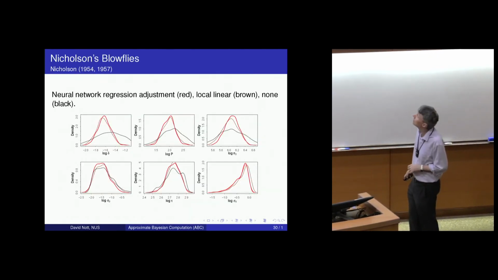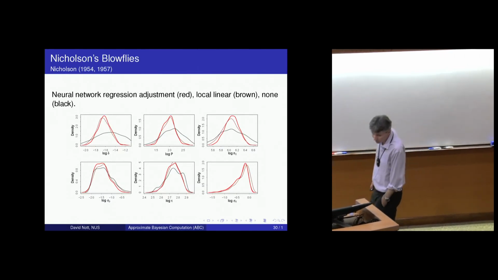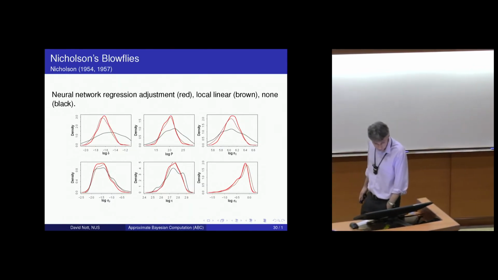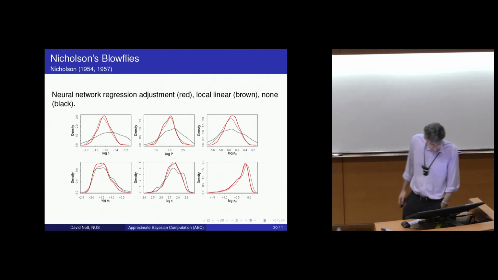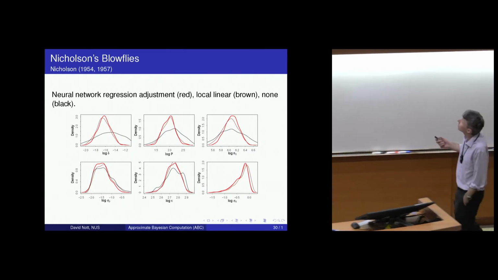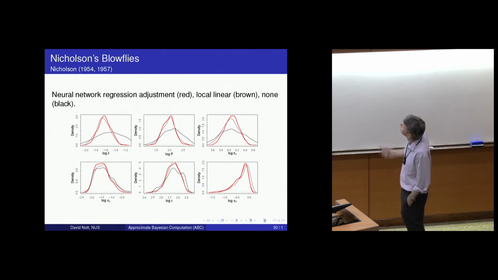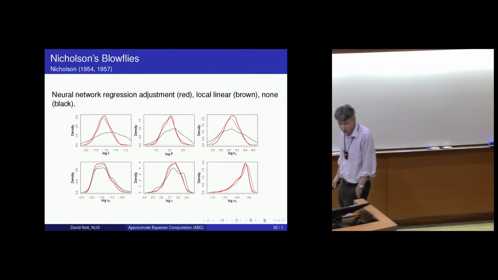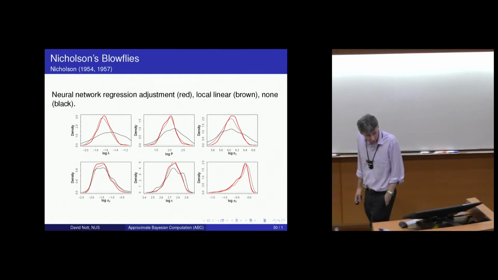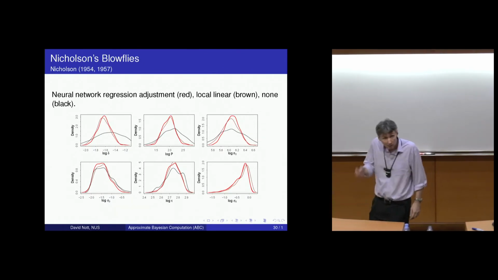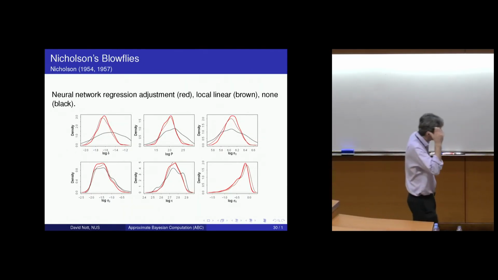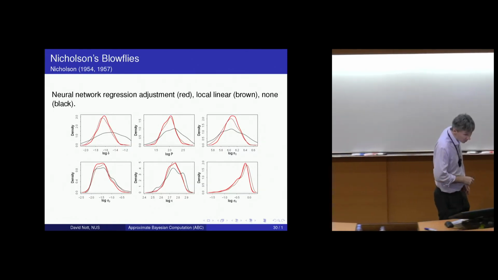So just to show some results of applying that approach to the Nicholson blowflies dataset. I'm showing here the results after regression adjustment in red, local linear adjustment in brown, and no adjustment in black. Both the regression adjustments here are doing pretty well. Now, looking at this, you might say, well, okay, the linear regression adjustment seems to be doing nearly as well as the more sophisticated one.